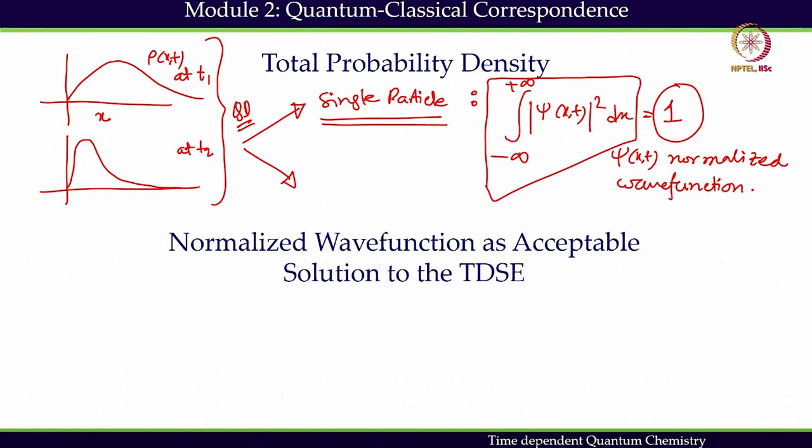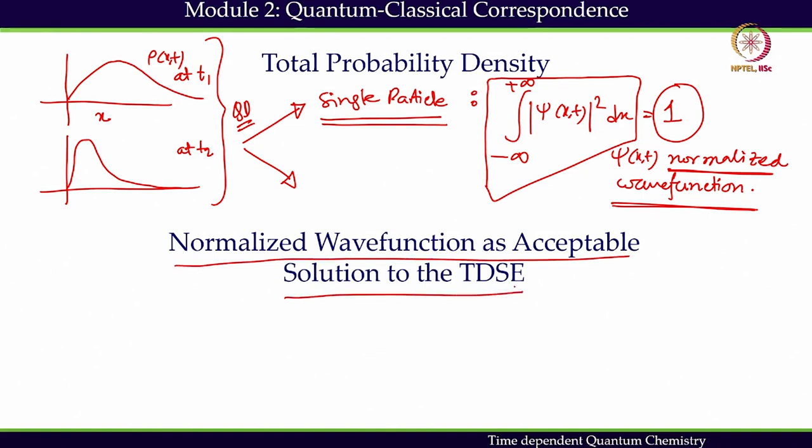But this needs to be fulfilled through the fact that the wave function has to be normalized. If it is not normalized, we can make it normalized, and there are characteristics of the wave function which can be acceptable in quantum mechanics. We will go over it in subsequent modules, but for the time being we will consider that it has to be a normalized wave function. So, a normalized wave function is an acceptable solution to the TDSE.